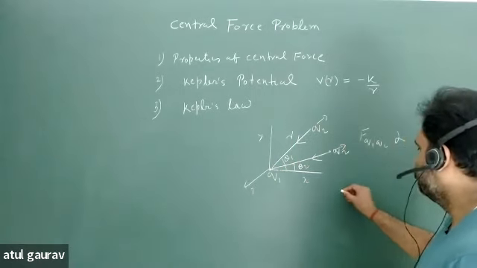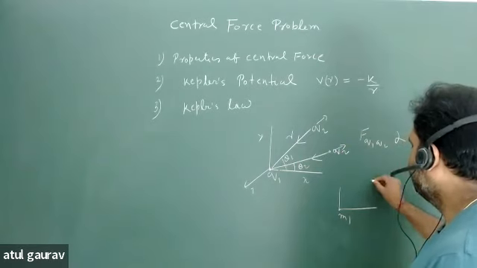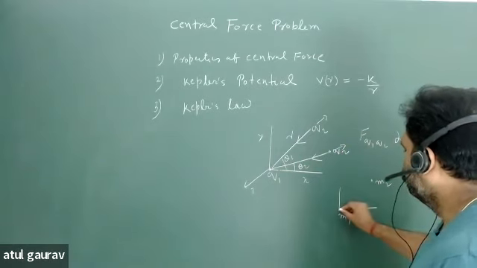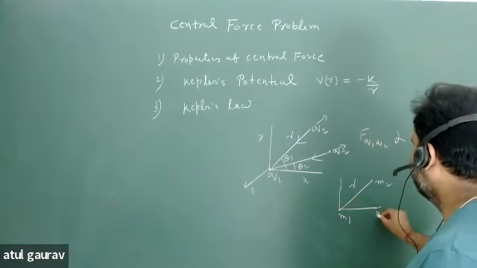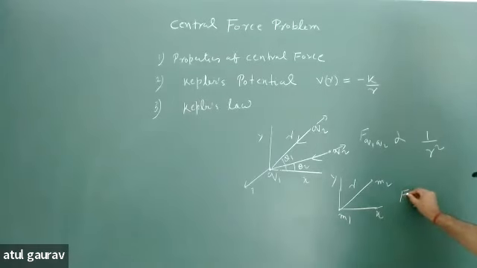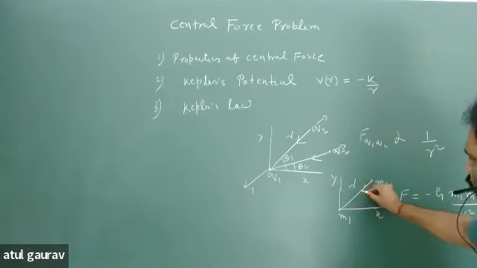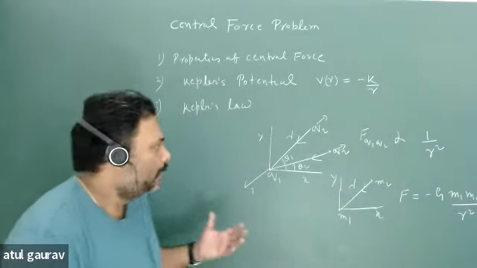You have two masses. Suppose I have a mass m1, and again I have a mass m2, and the distance between them is, let's say, r. Let's say this is x and y. So this is r. The force is nothing but minus G m1 m2 upon r square. So this force is towards here.